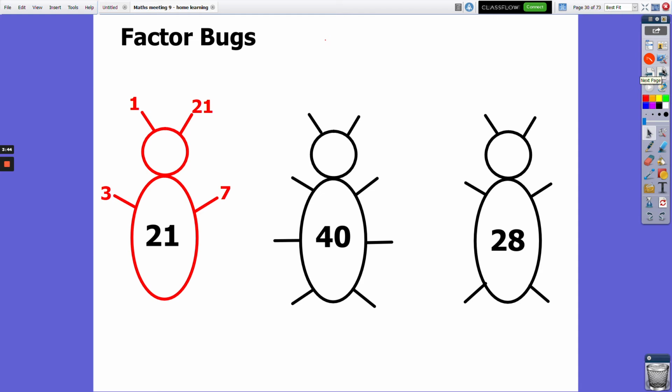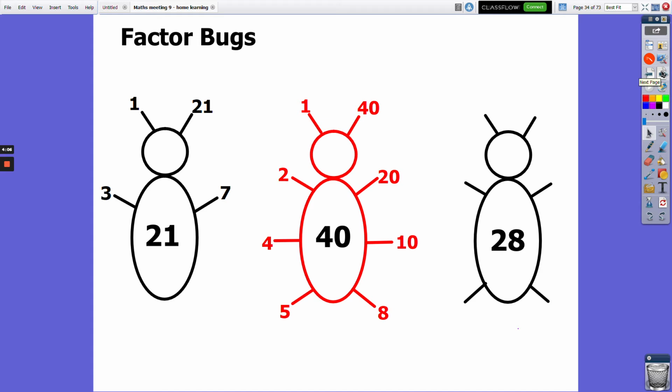Let's say we've got 40 now. 40 is going to have 1 and 40 because all numbers have 1 and themselves as factors. And what else? 2 and 20. 2 multiplied by 20 is 40. 4 and 10, 4 multiplied by 10 is 40. And 5 and 8, 5 multiplied by 8 equals 40.